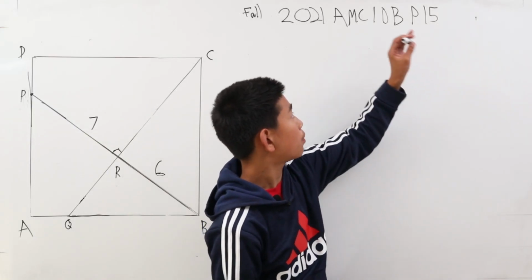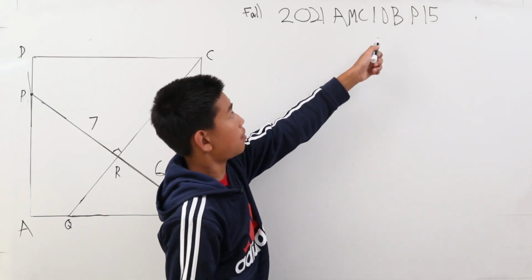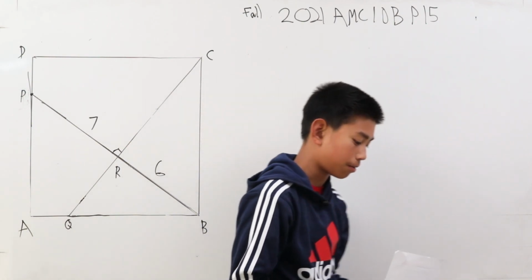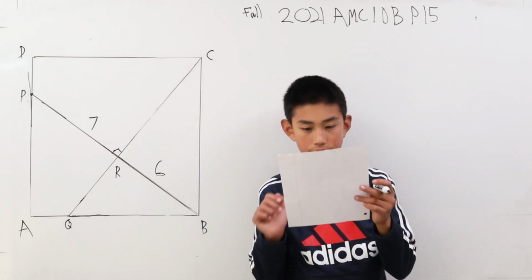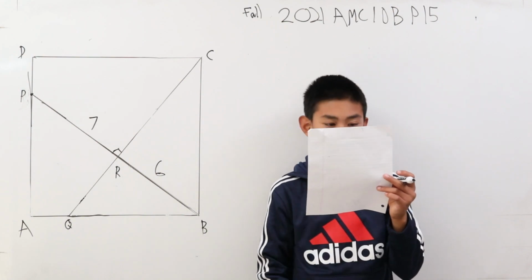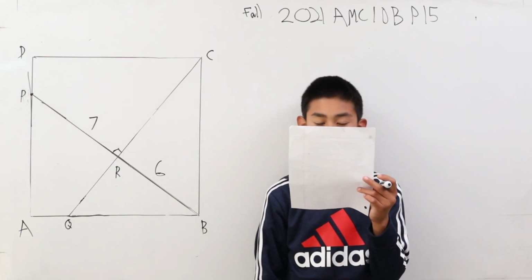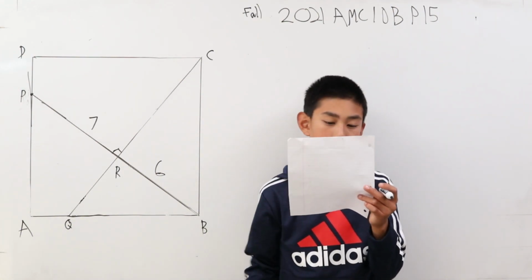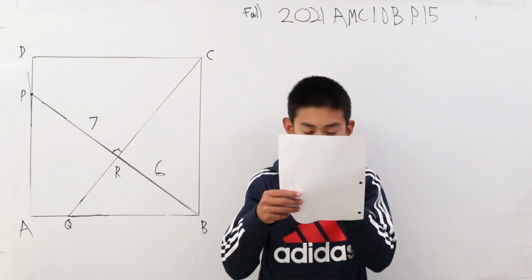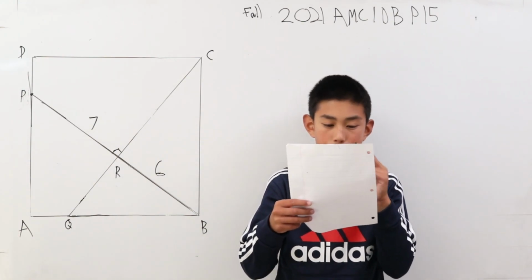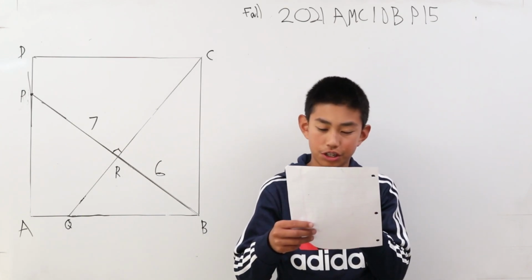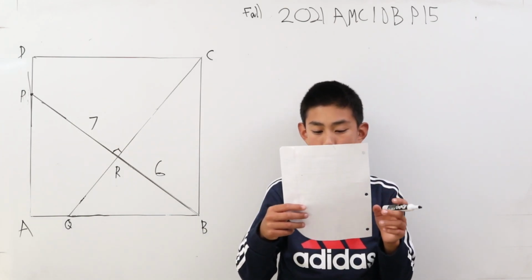Today we're solving problem 15 from the Fall AMC 10B of 2021. In square ABCD, points P and Q lie on AD and AB respectively. Segments BP and CQ intersect at right angles at R, with BR equals 6 and PR is 7. What is the area of the square?